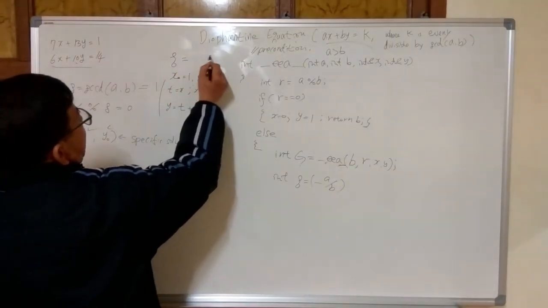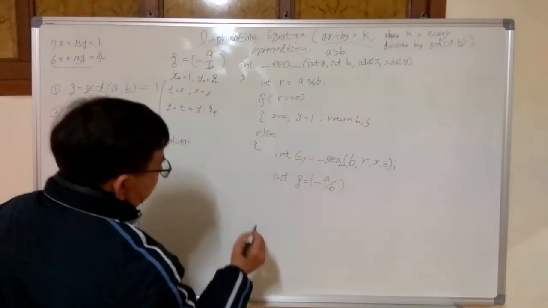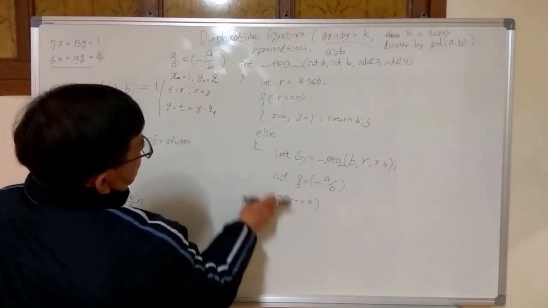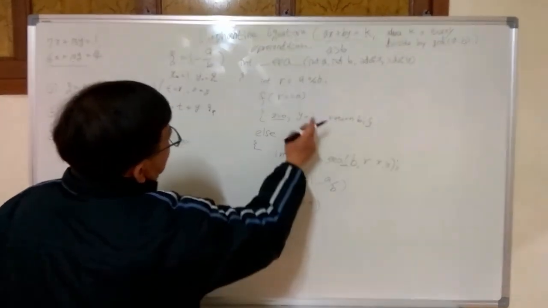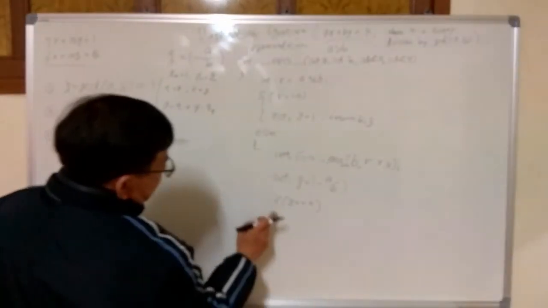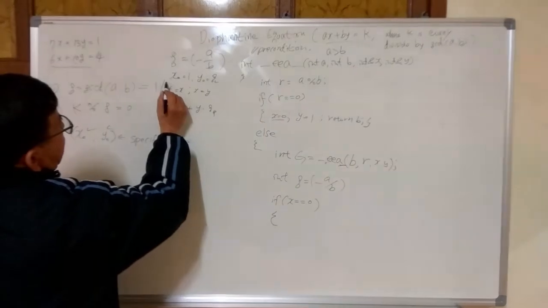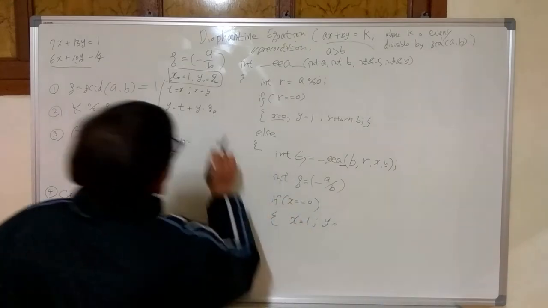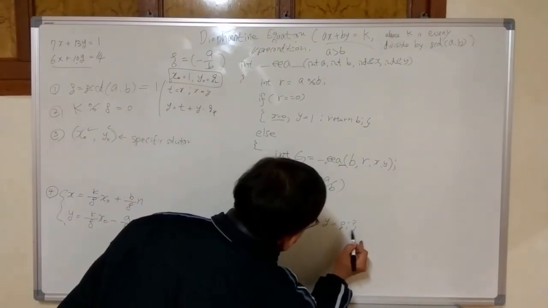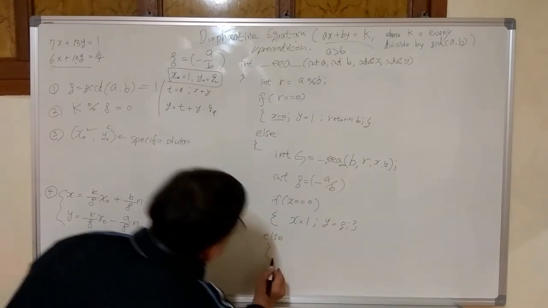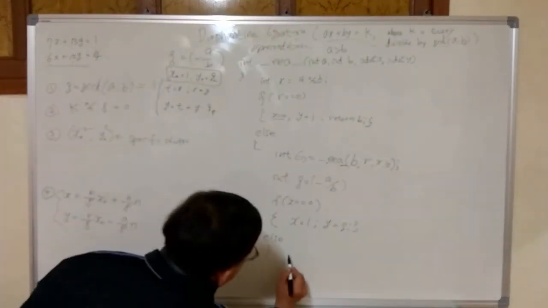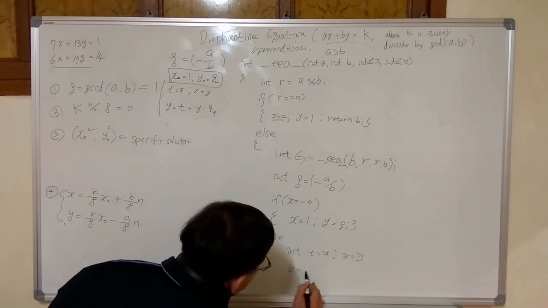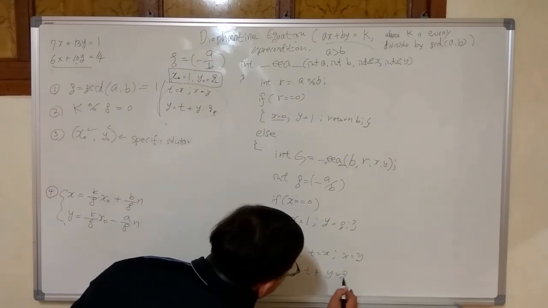Here Q should be minus A over B. Here, if x equals 0, it means it reached the bottom. It is calling recursively, and it reached the bottom. Then it should be the initial condition: x equals 1, y equals q. Else, now this step, int t equals x, x equals y, y equals t plus y times q.